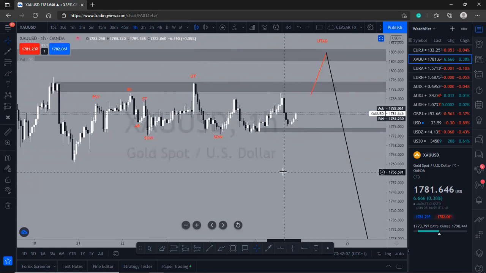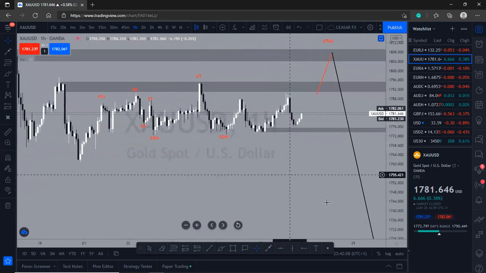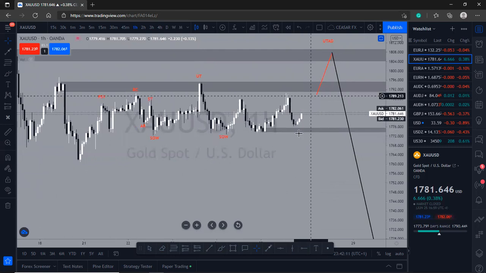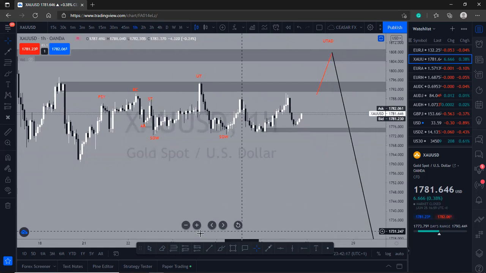So now this is what we are seeing on gold. This might happen on Monday. Then gold has to push to the upside, tapping into this order block. Then we see the big push to the downside.